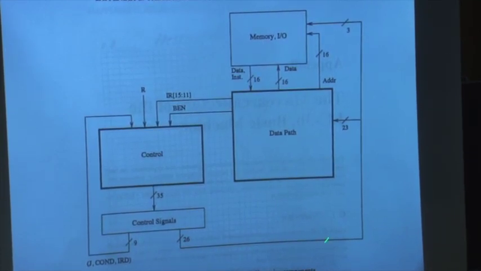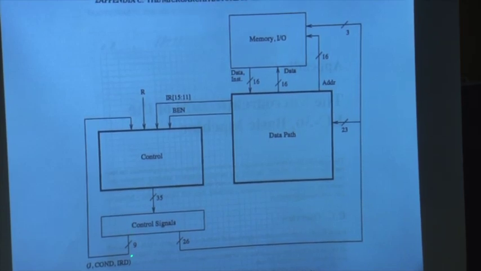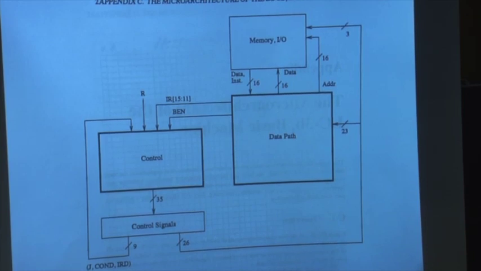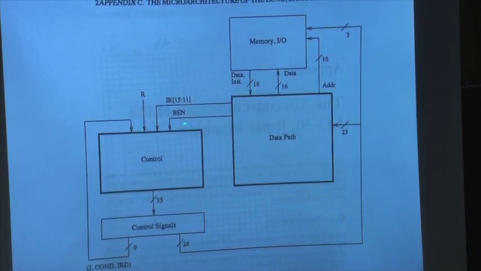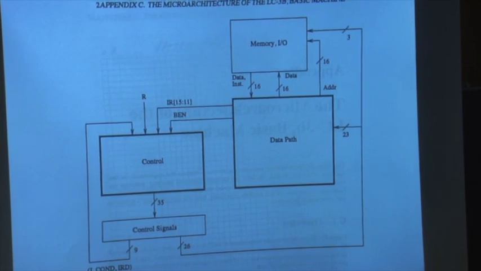These control signals determine how the data path operates. They also determine what the next state should be, partially, because the next state is also dependent on what's going on in the data path. For example, whether the memory is ready or not, whether the branch should be taken or not, and what instruction we're processing. That's the instruction register.